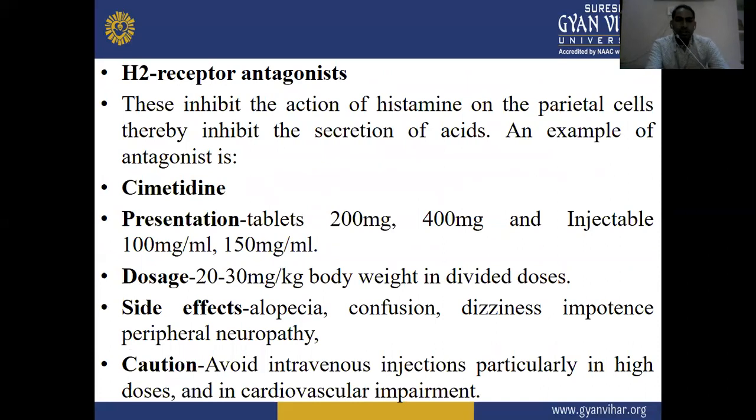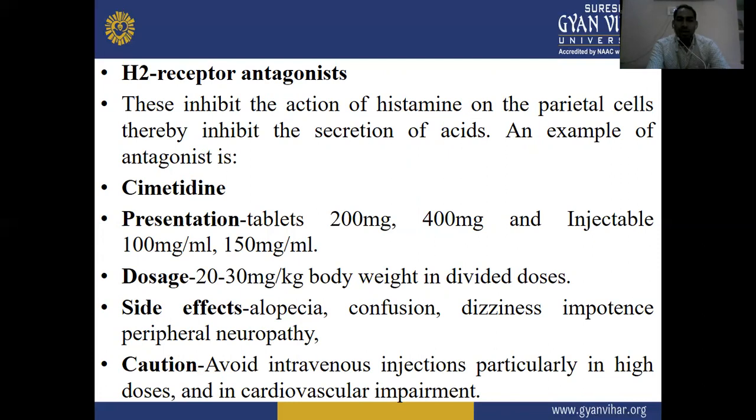Next one, H2 receptor antagonists. H2 receptor antagonists inhibit the action of histamine on the parietal cells, thereby inhibiting the secretion of acid. Examples of H2 receptor antagonists are cimetidine and ranitidine.